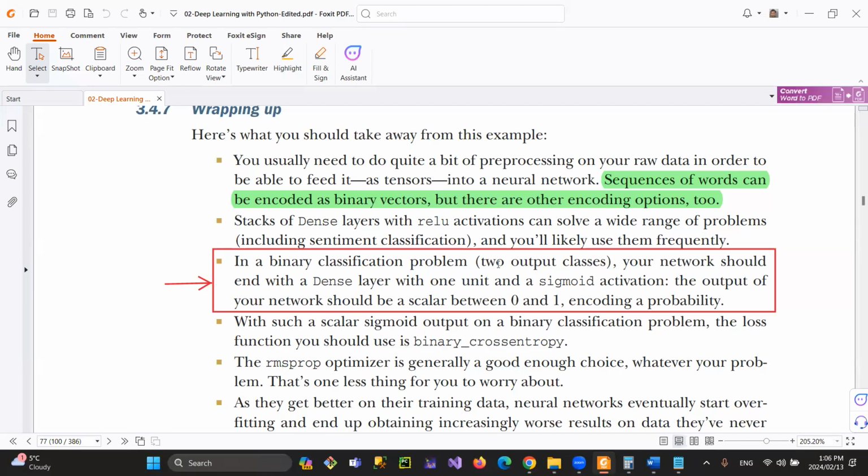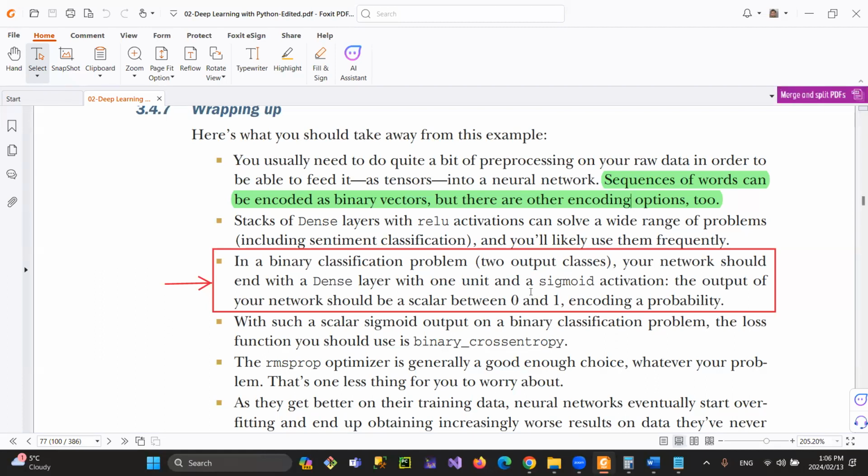And in here, actually, we have one output, positive or not positive. We don't have three, like positive, neutral, negative. We have positive, not positive. Okay, your network should end with a dense layer with one unit. That was a question that I think William asked, right? But why do we have just one in the last layer? It says that in a binary classification problem, meaning two outputs, your network should end with a dense layer with one unit.